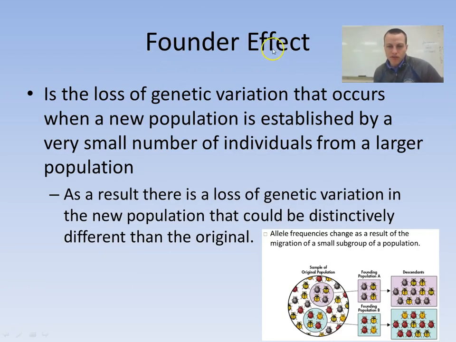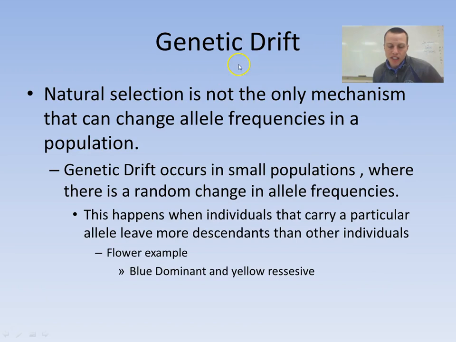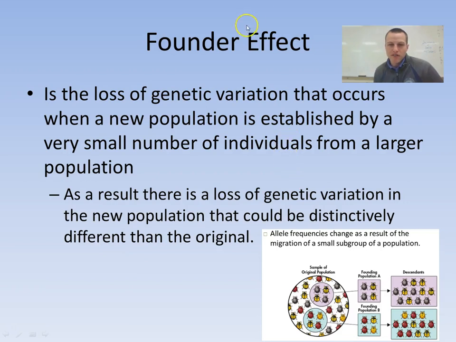Another form of genetic drift, so that random chance of changing allele frequencies, is the founder effect. So the founder effect is a loss of genetic variation that occurs when a new population is established by a very small number of individuals from a larger population. So what actually happens is we start with this original population, and these individuals decide to up and leave. So they're founders. They're new founders of a different ecosystem. So these leave that original population.